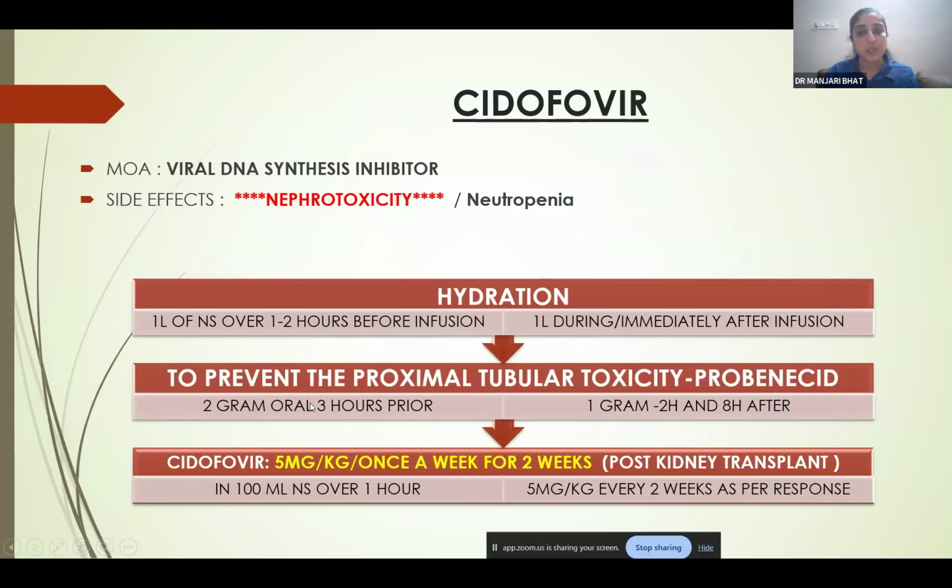And to prevent the proximal tubular toxicity, administration of probenecid along with cidofovir is recommended. That is, it's an oral tablet, 2 gram orally 3 hours prior and 1 gram 2 hours and 8 hours after the infusion. Generally, if the patient has normal renal function, the dose suggested is 5 milligram per kg once a week for 2 weeks as induction, followed by 5 milligram per kg every 2 weeks as per the response. However, once the creatinine clearance reduces, there is dose modification accordingly.